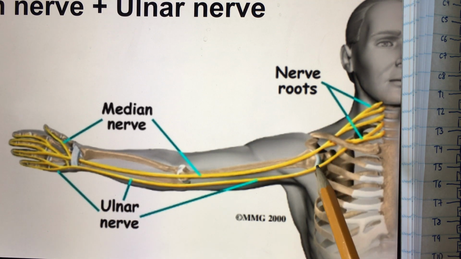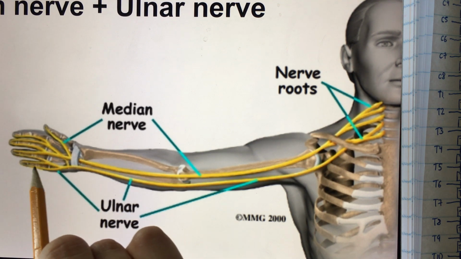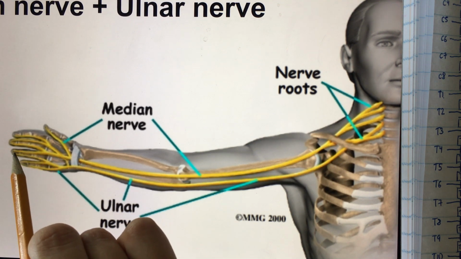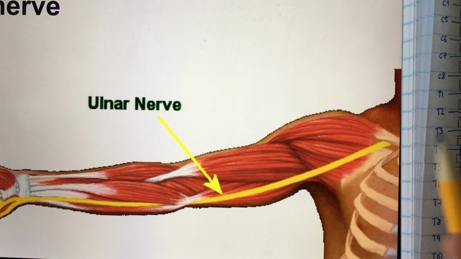The ulnar nerve will also begin at the armpit, then travel along the medial side of the arm, then along the ulna bone, and then spread its fibers into the ring finger and the pinky, so into the fourth and the fifth finger. This is the ulnar nerve. Here's the position of the ulnar nerve again. On the medial side of the arm, it goes a little bit into the thumb as well.